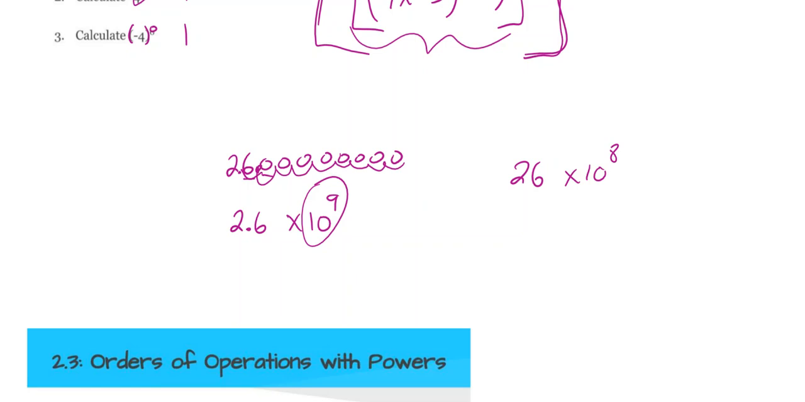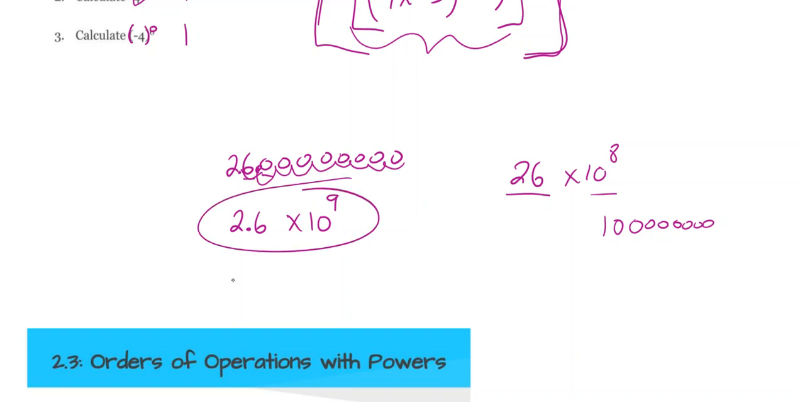It'd be the same thing, because this number is just 1 with 8 zeros. Or 260 times 10 to the 7. You can write it out lots of different ways, but typically in scientific notation we write it as a decimal like this: just one number, a decimal, and then the other number.